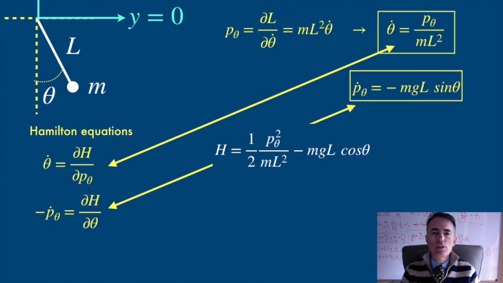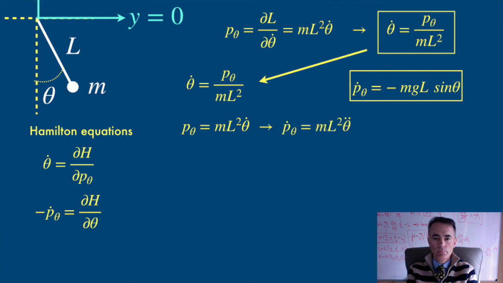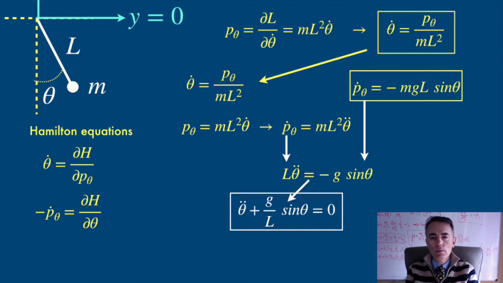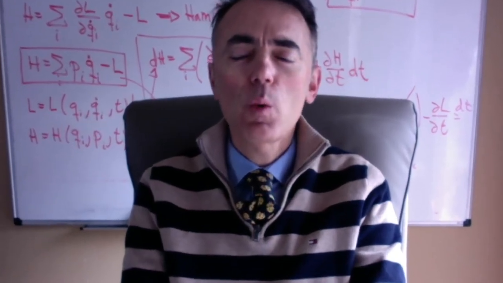Playing a little bit with these two equations, we get the equation of motion we expected, the same we found with Newton's second law and the one we found with Lagrange equations, of course. May Hamilton equations be with you.